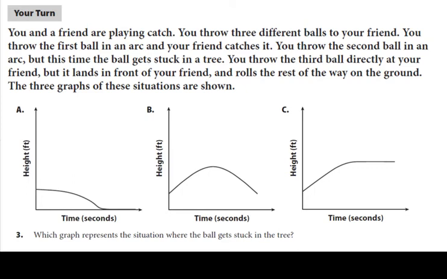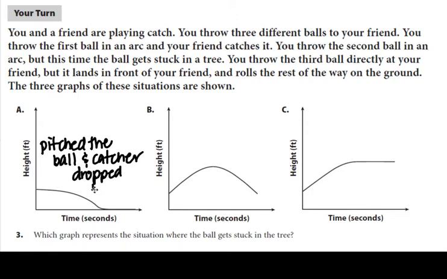So welcome back. Graph A pitched the ball like a pitcher. And the catcher dropped the ball. And it landed in the ground. And then it just stayed there because the catcher was embarrassed. The second one in the middle, this looks like two people maybe playing catch where the ball never hits the ground. And the third one looks like a ball got thrown and maybe got stuck in a tree.